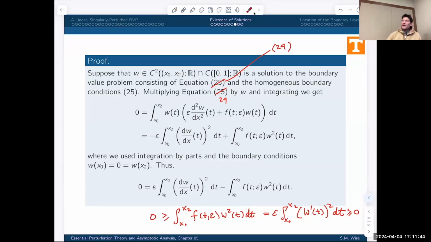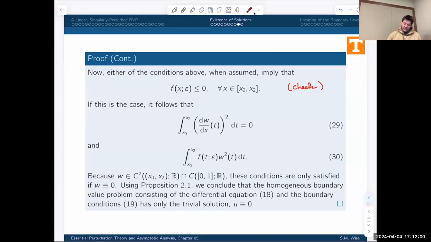Well, luckily we have a little bit of room so that this can still hold. The only possibility though is that everywhere it's 0, right? This is 0 and this is 0. So if f is less than or equal to 0, then the only possibility is that both of those integrals are 0. Then I can argue the only way this can happen is if w is equal to 0. Why? Because w is a C2 function, right? So the only way that the derivative of w squared integrated can be equal to 0, whenever w is a C2 function, is if w is everywhere equal to 0. That's it.